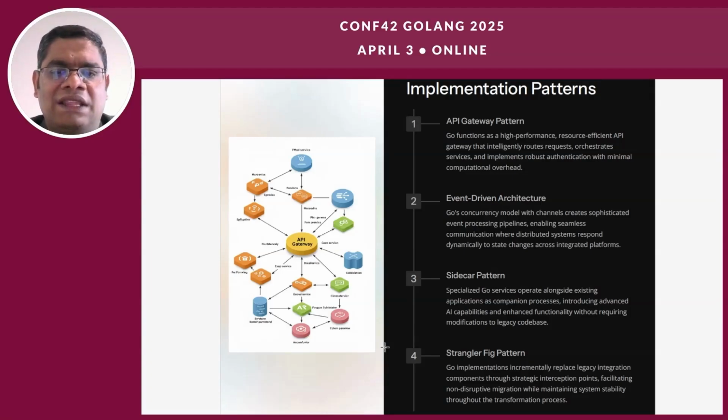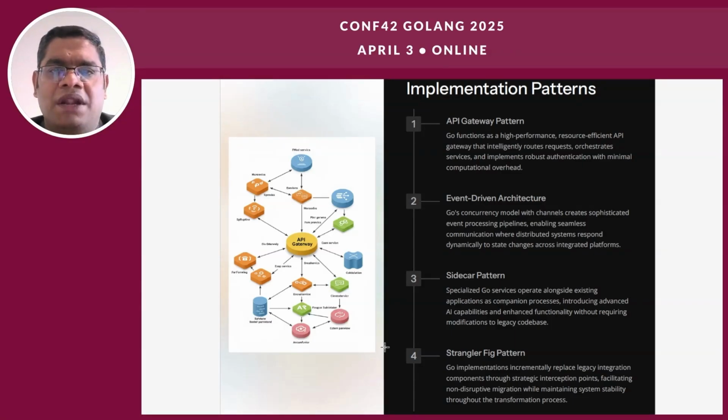The next one is the strangler fig pattern. In this, the Go implementation incrementally replaces your legacy integration components through interception points, facilitating non-disruptive migration while maintaining system stability and integrity throughout the transformation process.